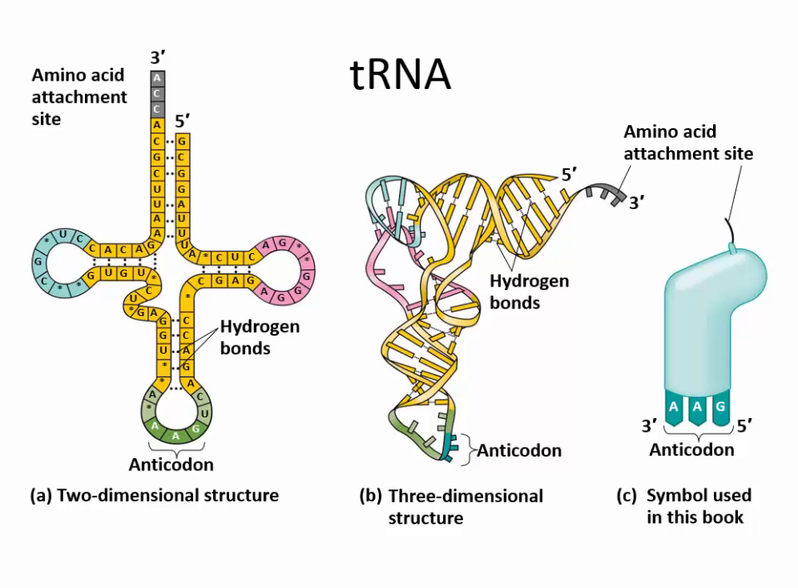If you look at the two-dimensional structure on the left, which looks like a clover leaf, you will actually see the amino acid attaching site on the very top and the anticodon on the bottom, which is where it binds to the RNA. On the very right-hand side, it's drawn as a cartoon, so it's easier to see the amino acid site and the anticodon site.